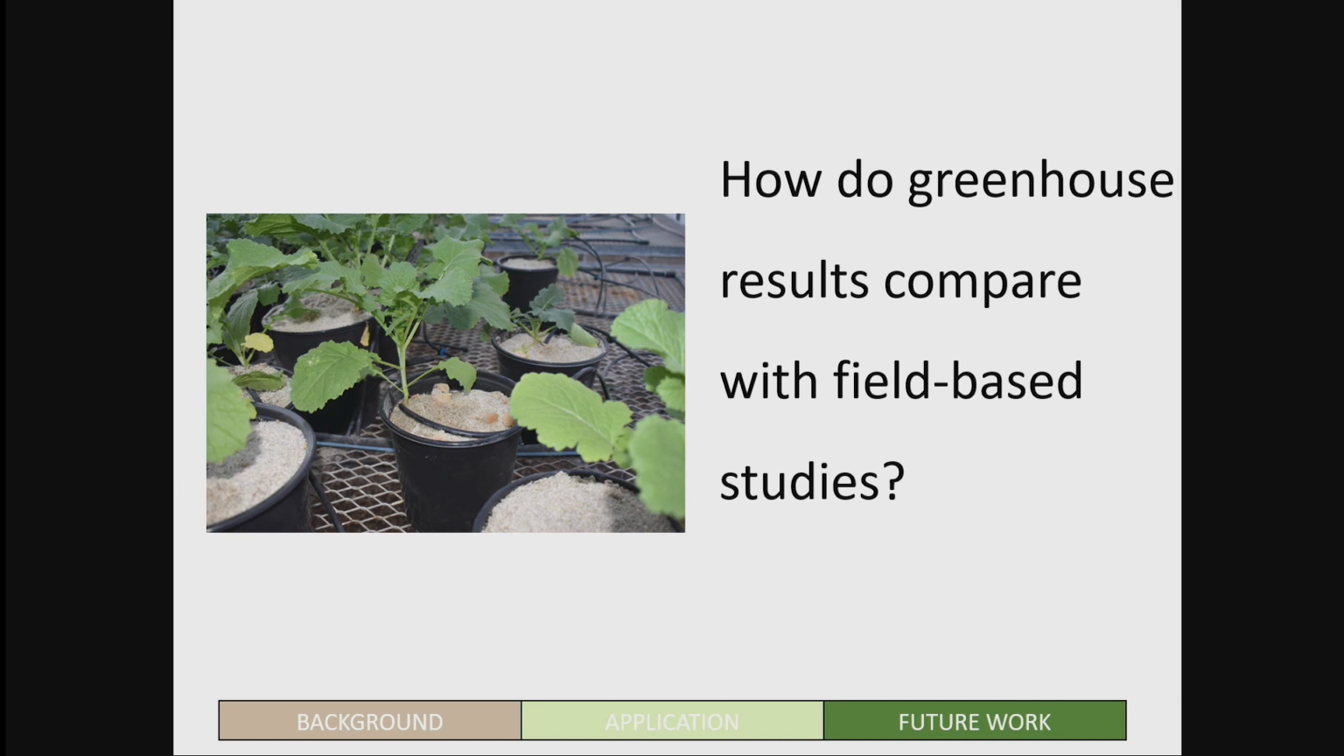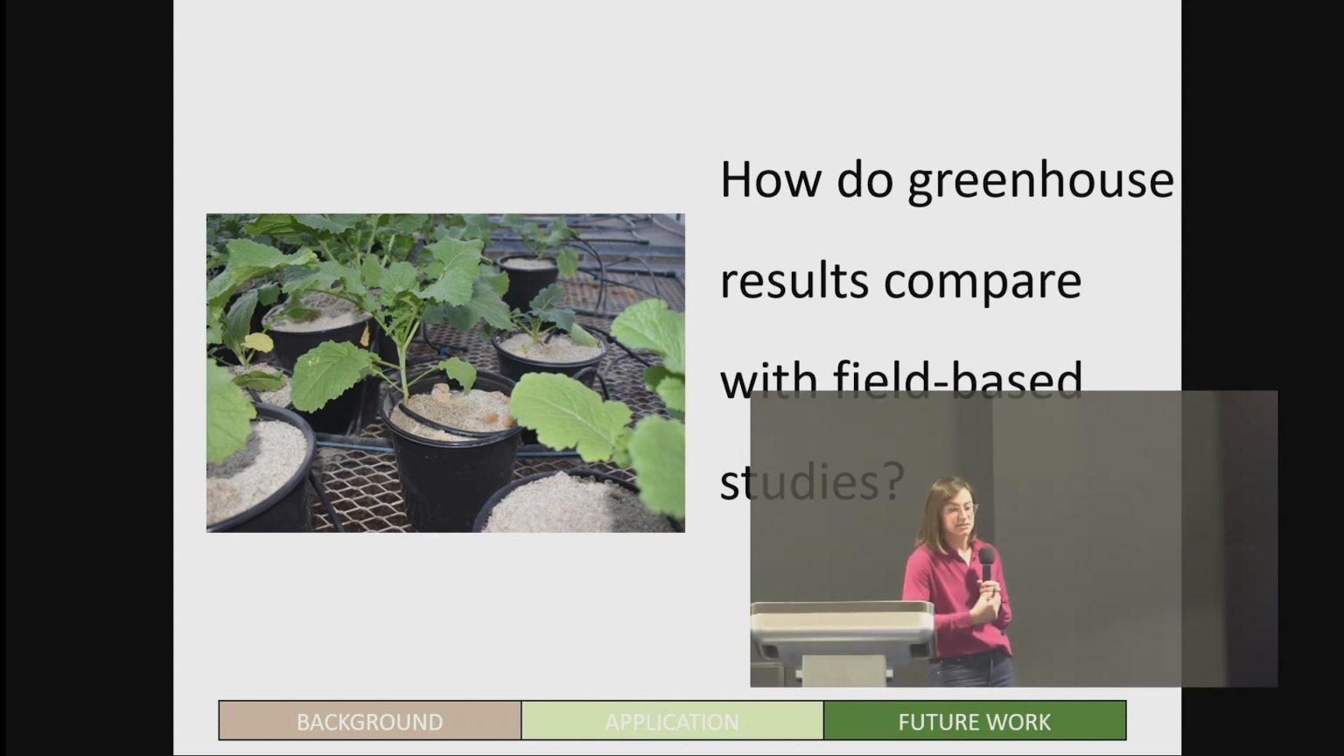We also need to understand how greenhouse results may compare with field-based studies. So obviously the field gets a lot more complicated. You can't control for all your variables. And so we have ongoing work in the field, some of which is in Montana. IU has a field station outside of Bozeman that happens to be near several legacy mines.